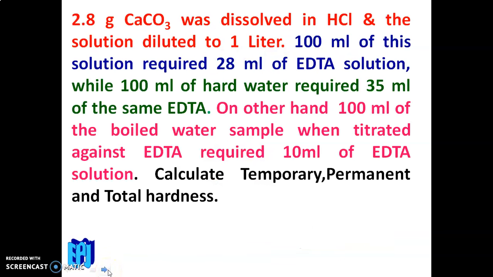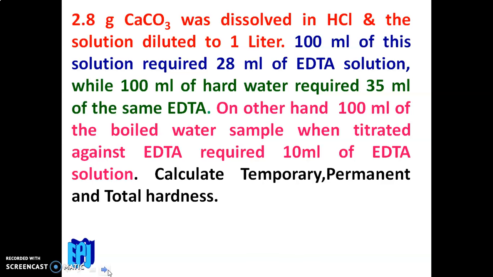So this is the question. First of all, I read the question. 2.8 gram of calcium carbonate was dissolved in HCl and the solution is diluted to 1 liter of solution, and 100 ml of this solution required 28 ml of EDTA solution, while 100 ml of hard water, that is a sample water, required 35 ml of the same EDTA. On the other hand, 100 ml of the boiled water sample, when titrated against the same EDTA, required 10 ml of EDTA. So calculate temporary, permanent and total hardness.